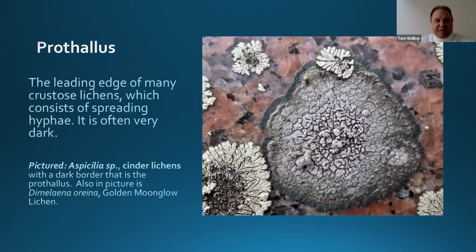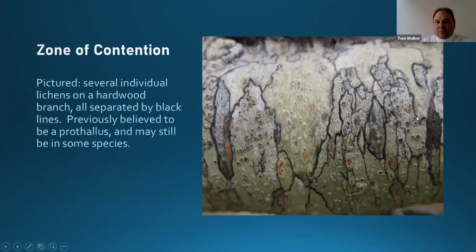The prothallus is the leading edge of many crustose lichens, and it just consists of spreading hyphae. In the species in the middle here, you can see this dark outline, and that is the prothallus. Then there's this zone of contention. I made up this name. You can see all these black lines. So all these lines are separating individual lichens. And this black line is really the area where the two lichens are meeting and competing for space. So wherever you see a black line here is an individual lichen.